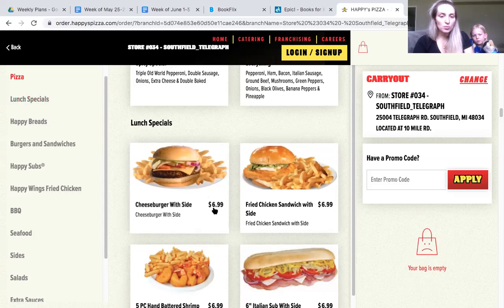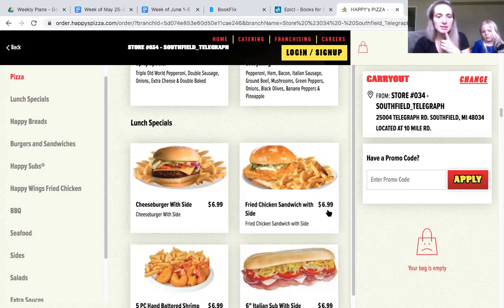$6.99. So when we're looking at two prices together, we always look at the number in front of the decimal first. In this case, the number in front of the decimal is 6 for the cheeseburger, and it's 6 for the chicken sandwich. So we don't know which is more yet. Next, we're going to look at the numbers after the decimal. For the cheeseburger, it says 99. For the chicken sandwich, it says 99.